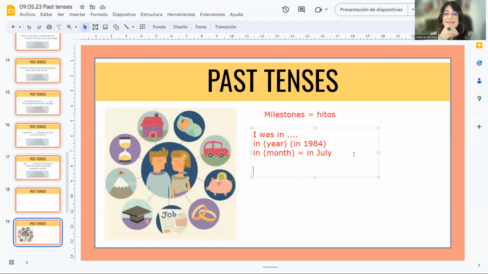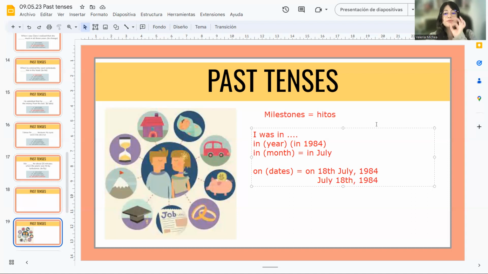If I want to say the exact day I was born, I have to say on, right, for dates. Then it would be on the 18th of July, 1984, or you can also write it as many people do it right now, on July 18th, 1984.